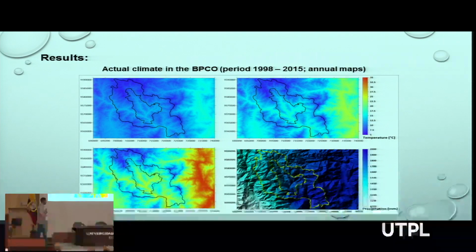Precipitation: there is clearly visible the climate or weather divide of the mountain chain here. The Amazon basin is wetter, around 2,000 millimeters or higher, and in the highland we have precipitation between 1,000 millimeters and 1,400 millimeters. But it's clearly visible, the divide of the mountain chain between Amazon basin and highlands.